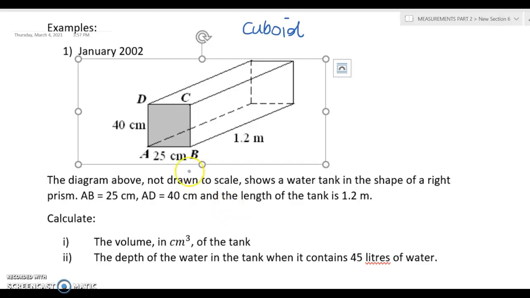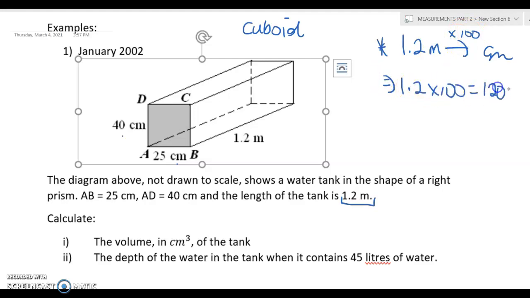They gave you the length AB 25 cm, AD is 40 cm, and the length of the tank is 1.2 meters. You see how they give us centimeter and centimeter here? Right away, we should change our meters to centimeters just to have all units the same. So at the side somewhere, change your meters to centimeters. To change from meters to centimeters, a big unit to a smaller unit, you have to multiply by 100. So 1.2 times 100 will be 120 cm. So you could write it in here, 120 cm.